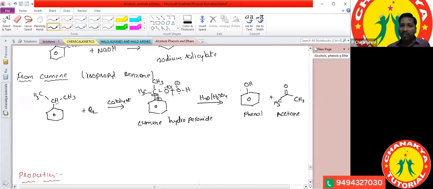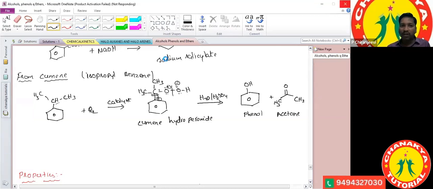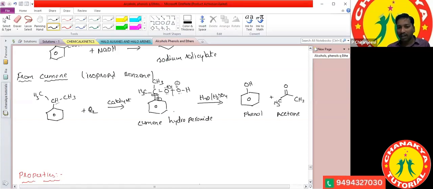This is one of the important reactions. Sometimes at JEE level they also ask this question. So how can we prepare phenol? From cumene also we can prepare phenol. Sir, what is meant by cumene? Sometimes they ask this question. Cumene is nothing but isopropyl benzene. Now we got the clarity.